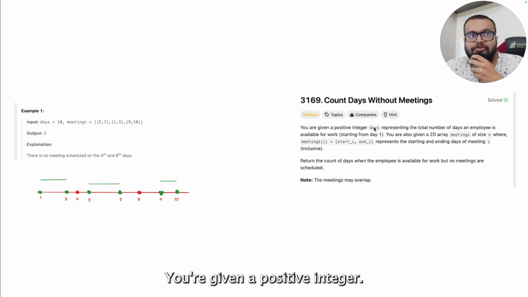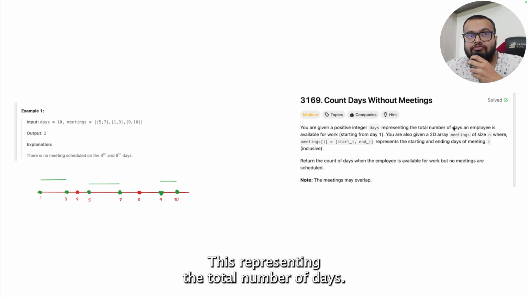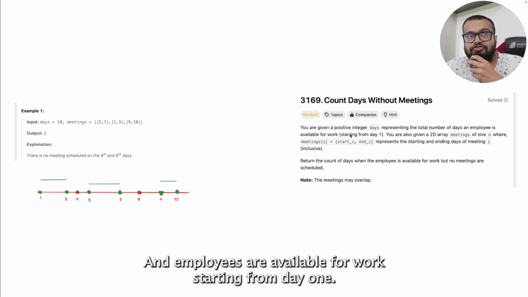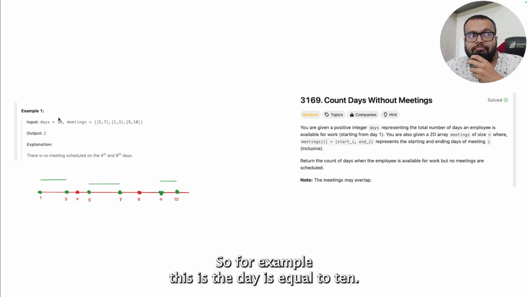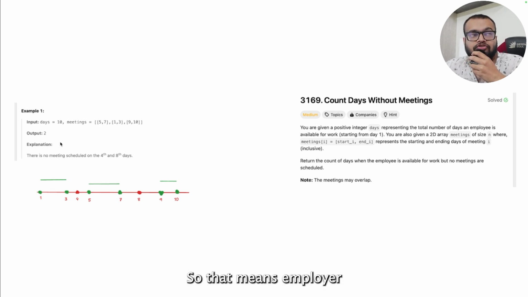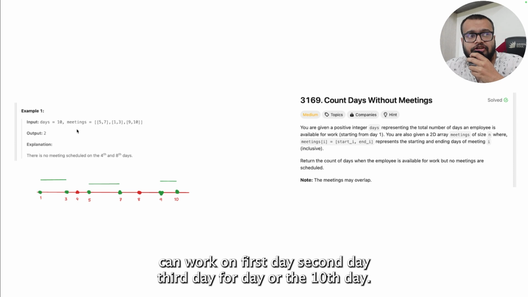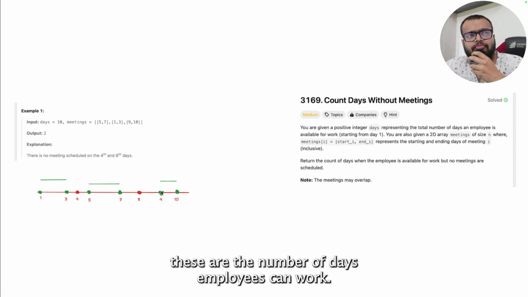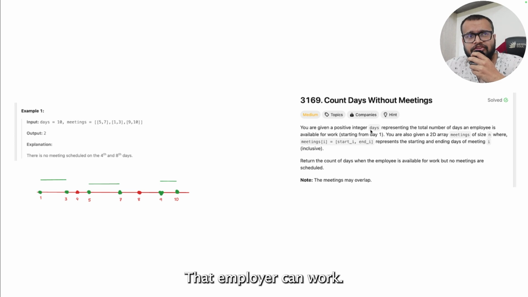You are given a positive integer days representing the total number of days an employee is available for work, starting from day 1. So for example, this is days equal to 10. That means the employee can work on the first day, second day, third day, fourth day, up to the 10th day. These are the number of days the employee can work.